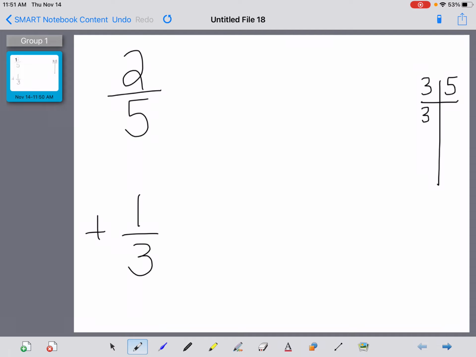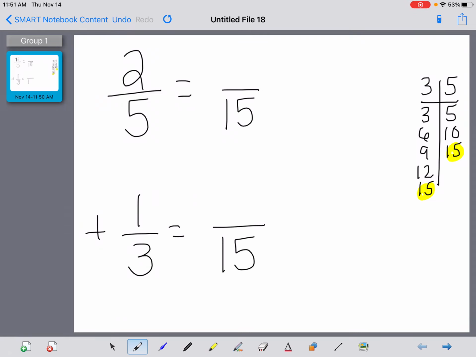I'm going to start with my 3's. I think I'll stop there because I know that all multiples of 5 end with a 5 or 0. So I have found out that they share 15. This lets me know that my new name for these fractions needs to have 15 as my units.